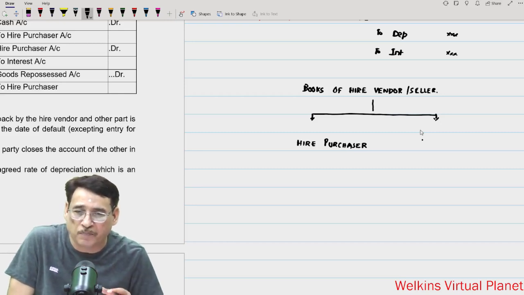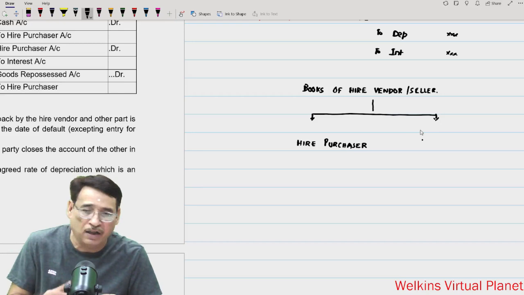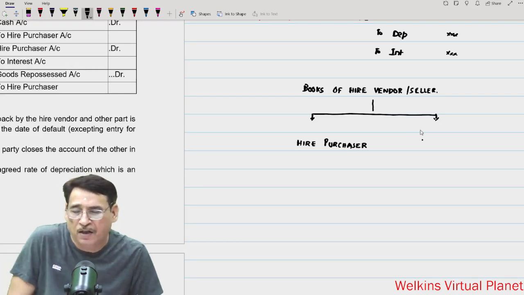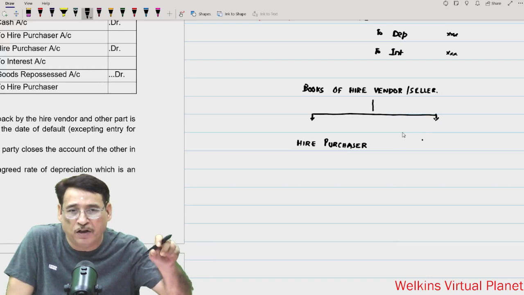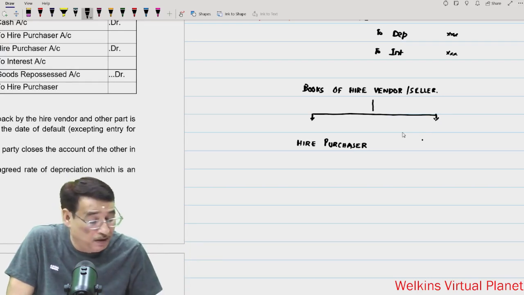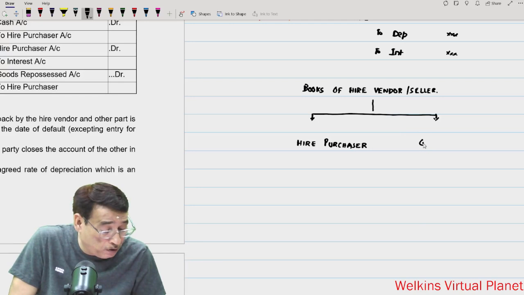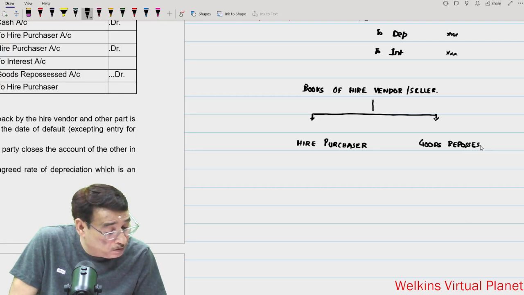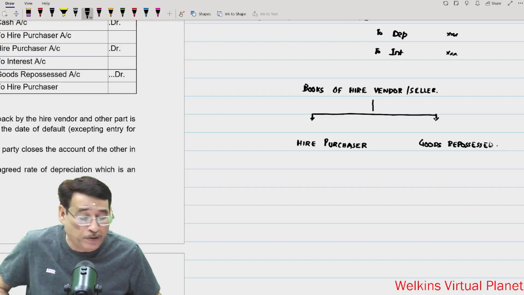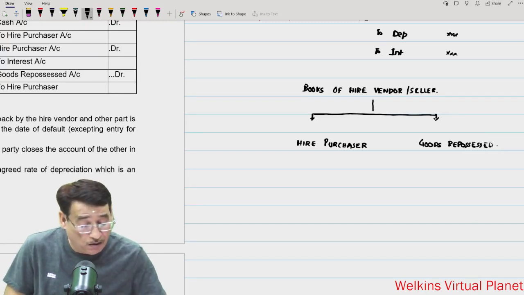in that particular case, the Hire Purchase Act provides a right to the hire seller that he can take back his assets. That is known as repossession. So, if any default is committed by the hire purchaser, then the hire vendor or seller can repossess the asset. In that case, he would also prepare a goods repossessed account. This account will be prepared only when default is committed. Goods repossessed account. Correct?